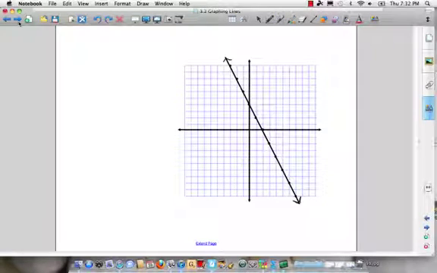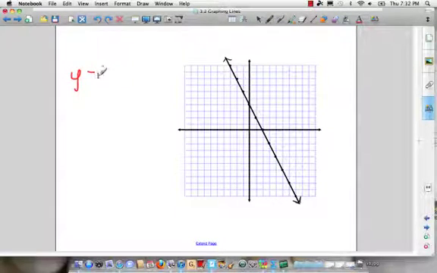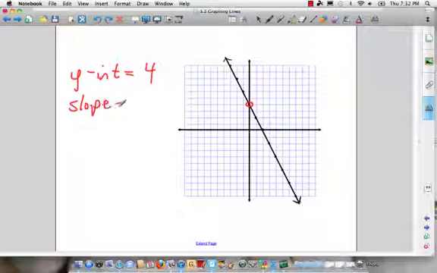Now suppose the problem is the reverse. The line is drawn and you're supposed to figure out the equation. Let me switch the color here. First I'm going to find the y-intercept just by looking at the graph. So the y-intercept in this problem is right here. 1, 2, 3, 4. So it's +4. And next I'm going to look at the graph to determine the slope.